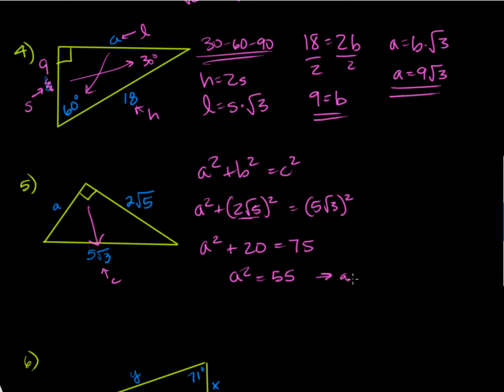And that would mean that a squared would equal 75 minus 20, which is 55. And that means that a is equal to the square root of 55. And since 55 is just 5 times 11, we can't actually simplify that. And we'll just leave our answer as the square root of 55.